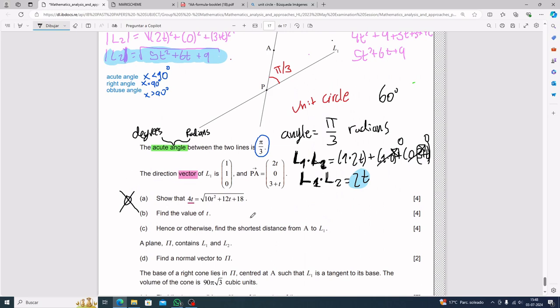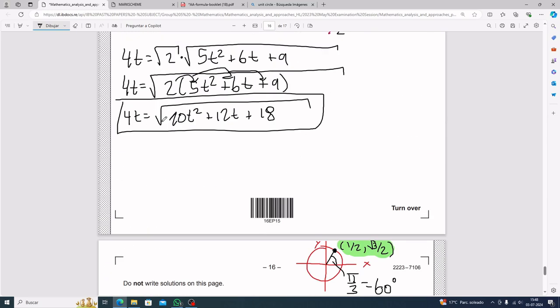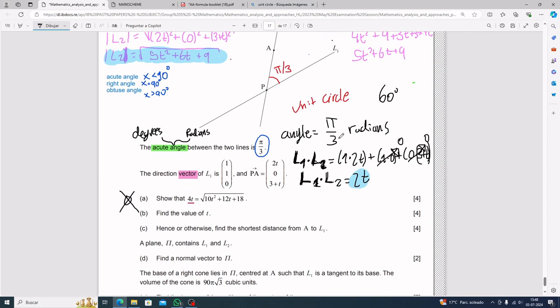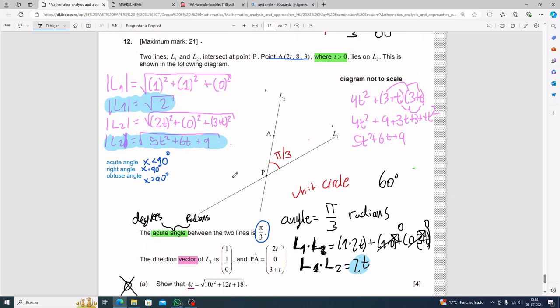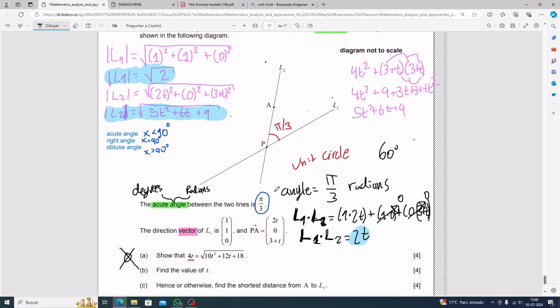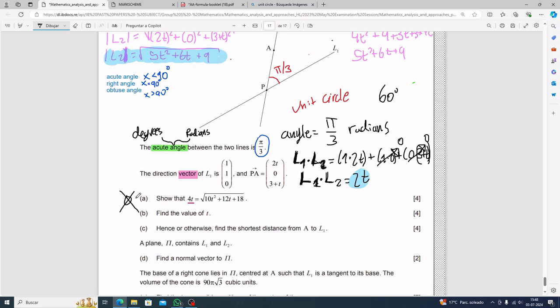4t equals square root of blah, blah, blah. Checks out to me. So that is how you solve part A, and I think the hardest part really has to do with understanding how the formulas work and how to get rid of the cosine pi divided by 3. So I hope you learned a thing or two. That is for part A.